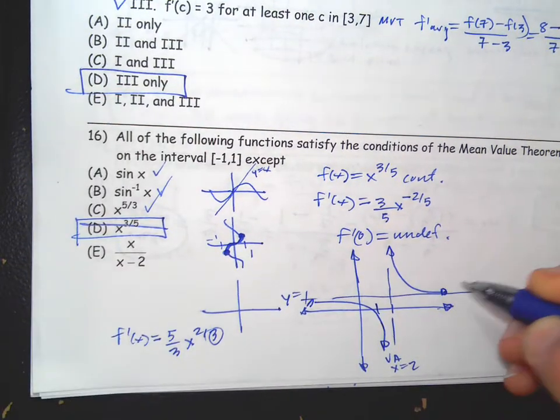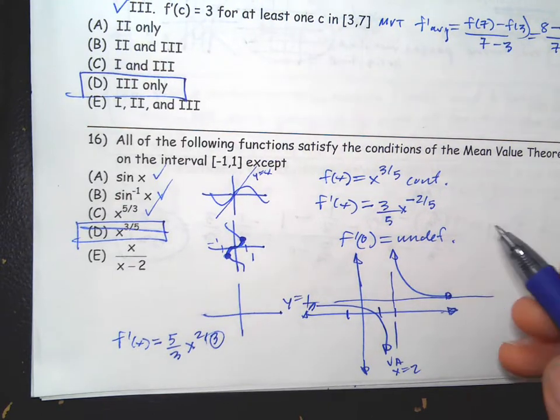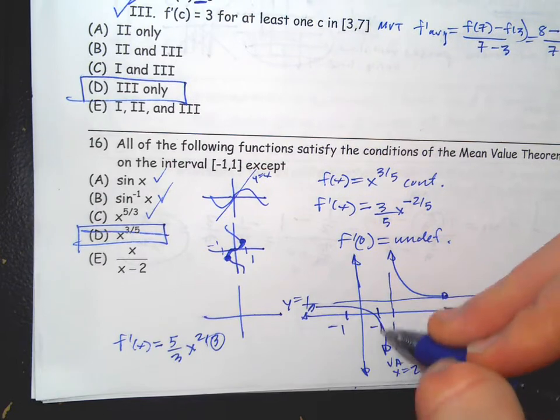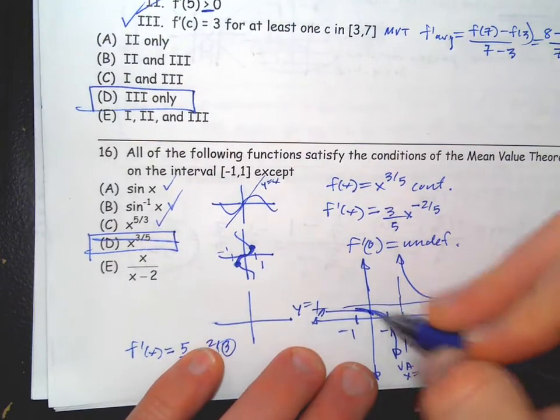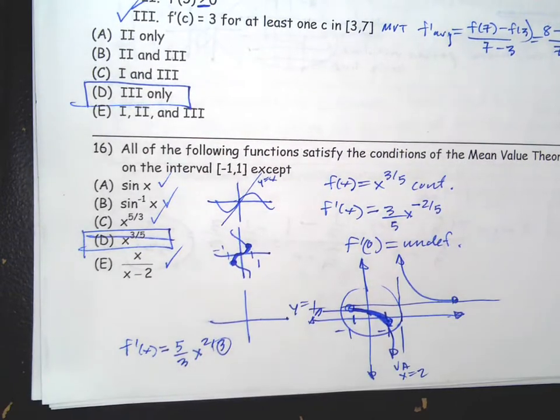Okay? Now from negative 1 to 1, I mean, this graph has issues to where you couldn't use mean value theorem. It's not continuous. But since we're only looking at negative 1 to 1, just this chunk of the graph, we're good. So it's good to know your functions. And that's it.